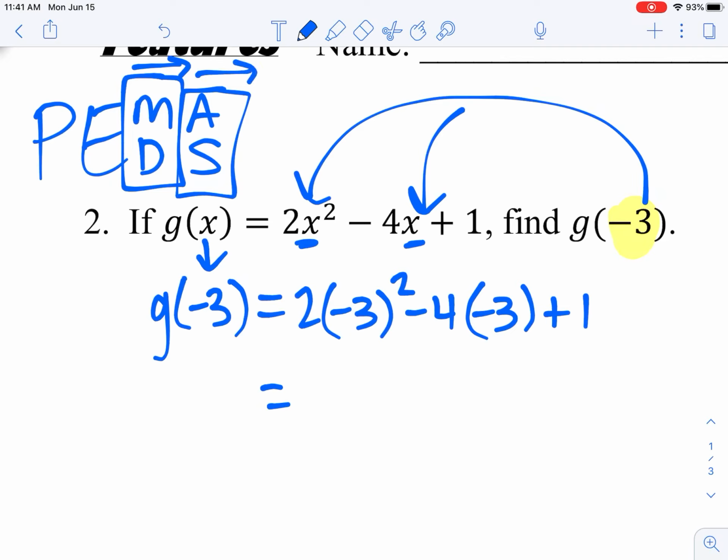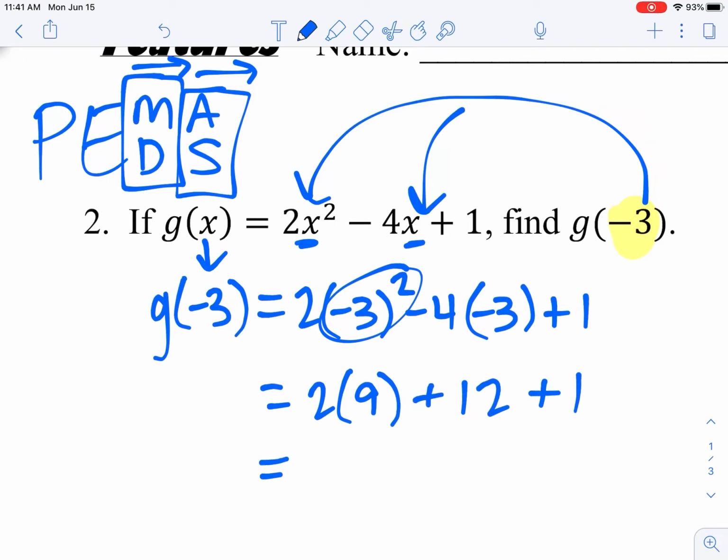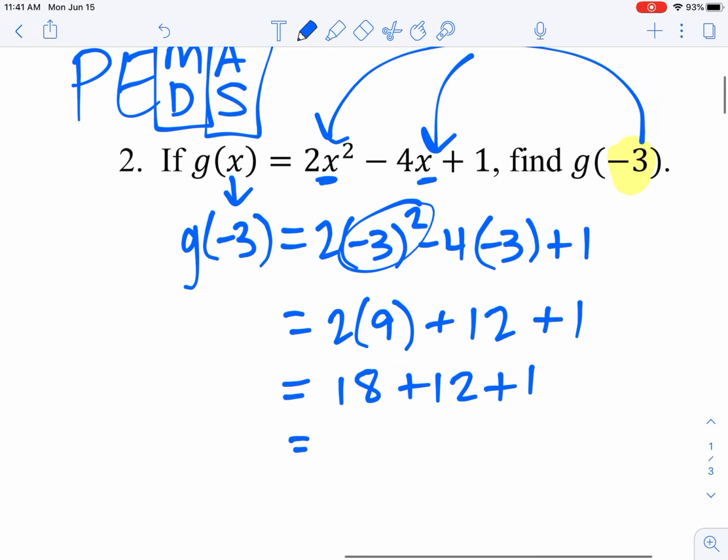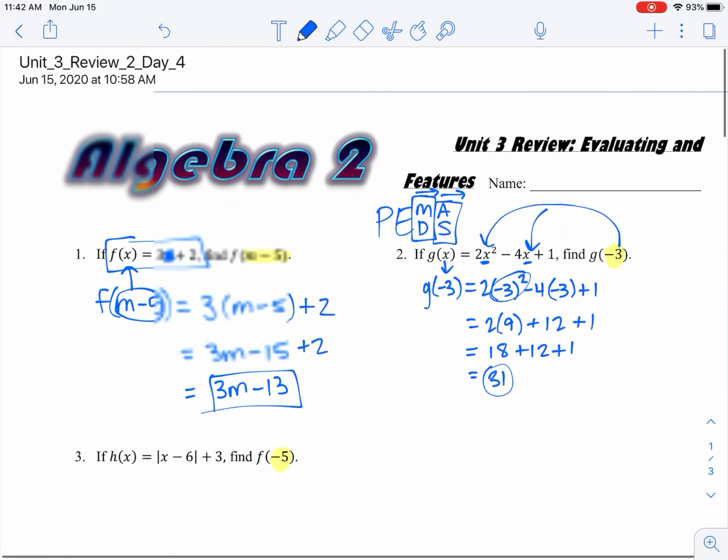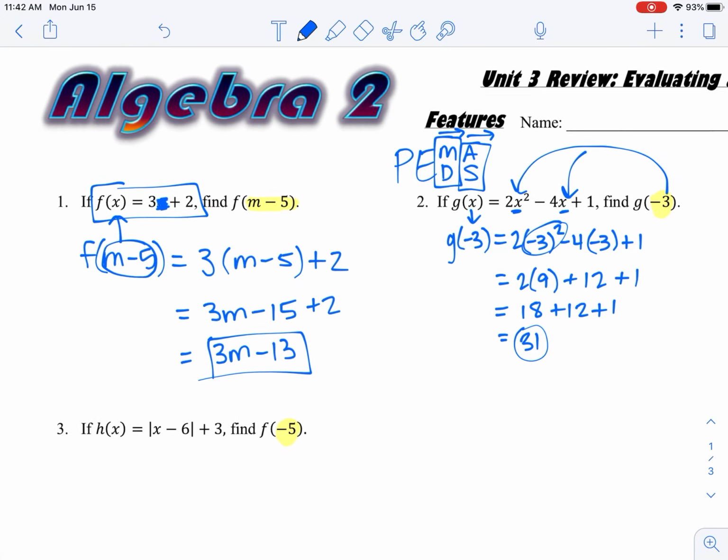So, we have exponent first, which is negative 3 squared. That becomes a positive 9. And then negative 4 times negative 3 is plus 12, and then plus 1. 18 plus 12 plus 1. If I go left to right and add all these, I get 31. There's my answer to number 2.